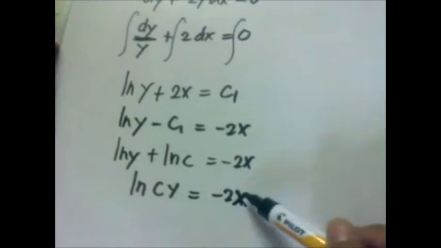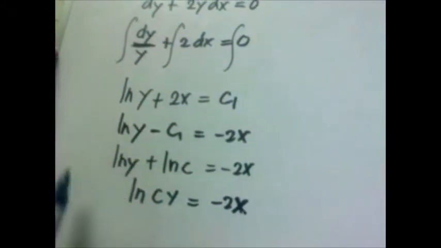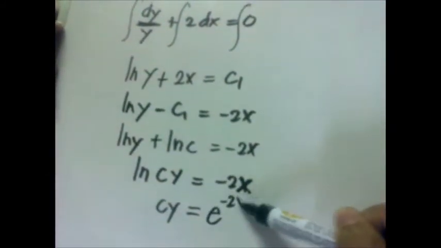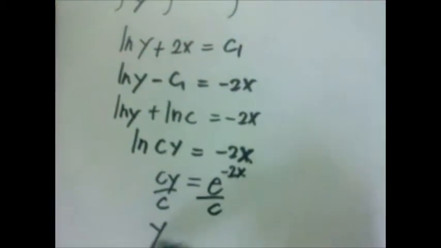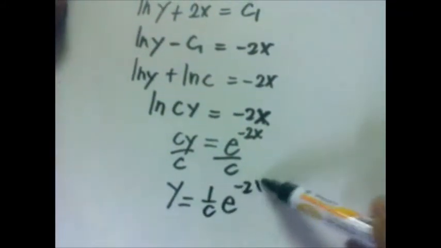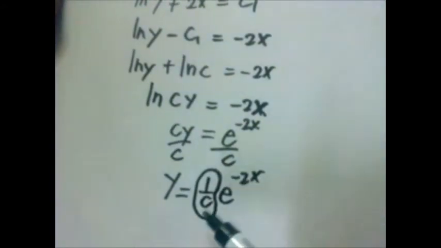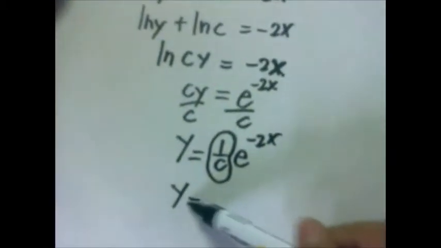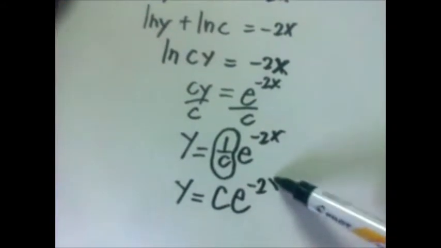Bear in mind that this equation is the same as cy equals e raised to negative 2x. After that, we divide by c on both sides, so y equals 1 over c multiplied by e to the negative 2x. Why do I use this form, 1 over c? Because, again, 1 over c is a constant, and we can change it so that y equals, again, c multiplied by e raised to the negative 2x.